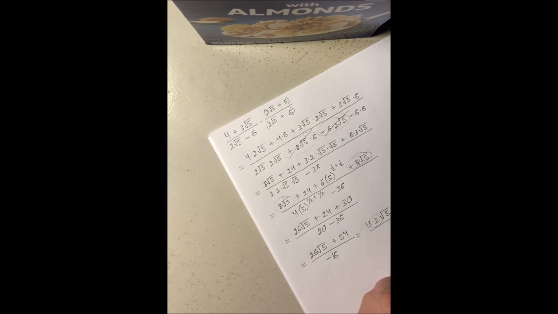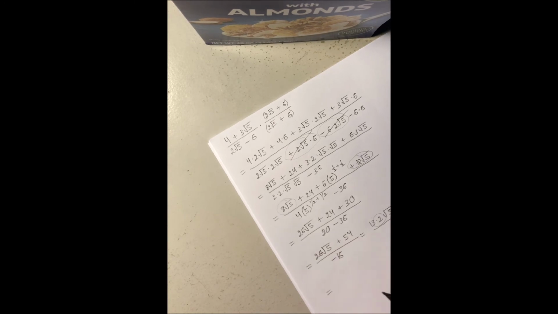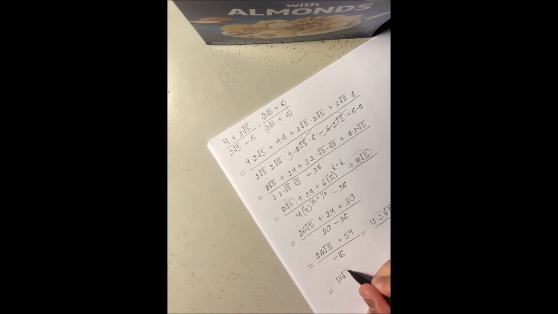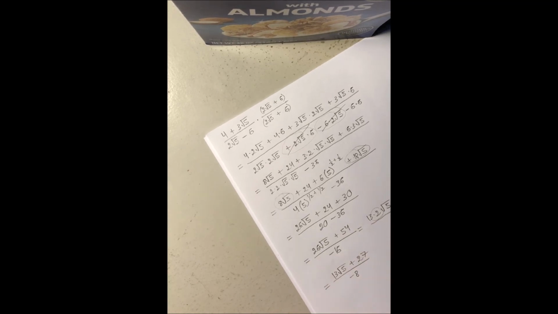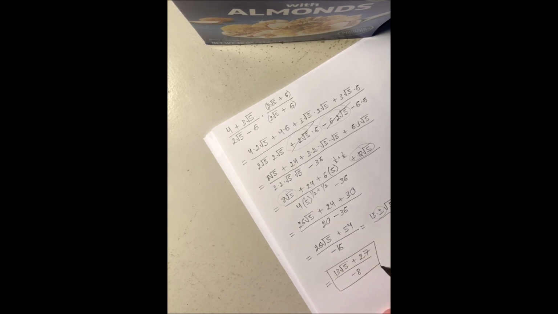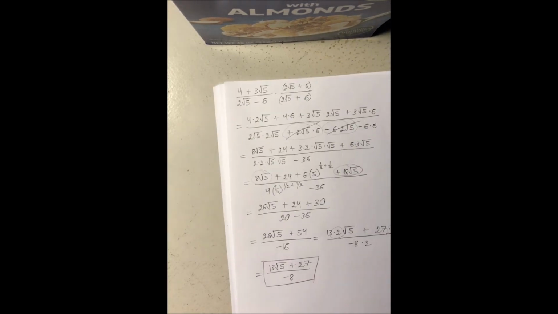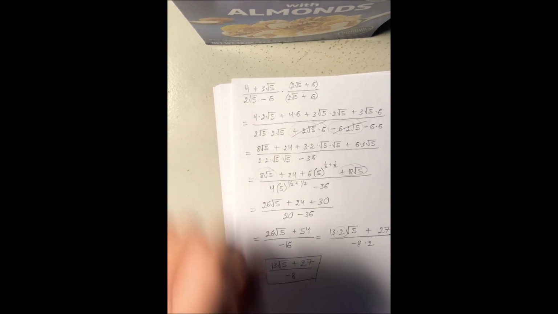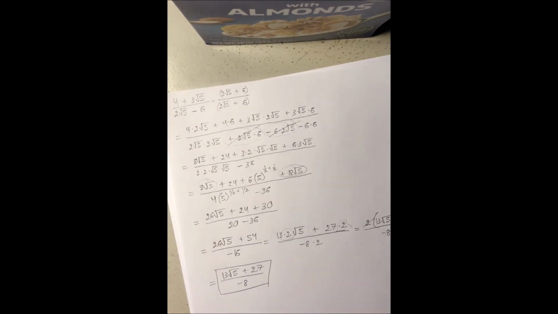All divided by negative 8 times 2. But hey, guess what? There's a common term too. Get to cancel it out. So we are left with 13 square root of 5 plus 27 all over negative 8. And I don't think we can simplify any further. So therefore, this is the simplified form of the original expression. Okay? All right, hopefully that makes sense.